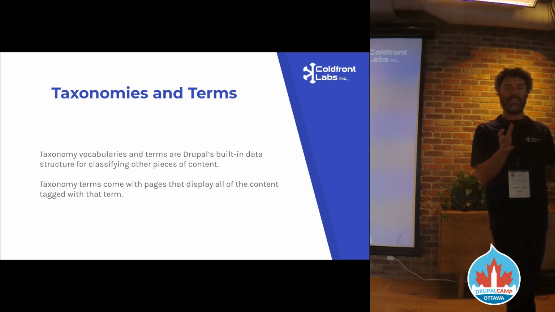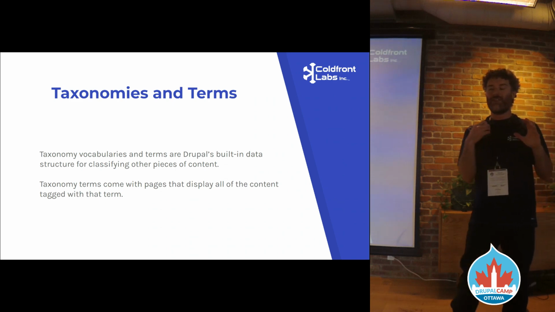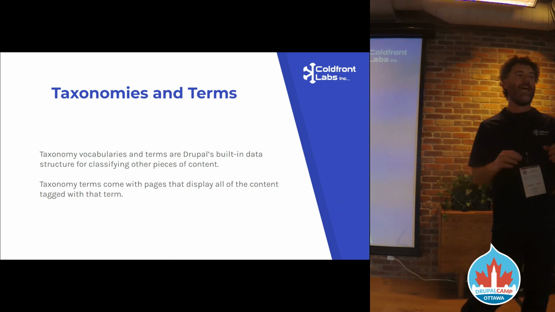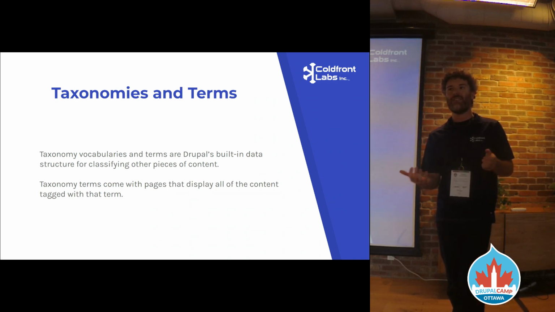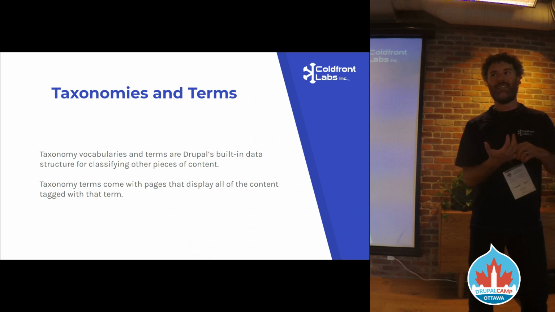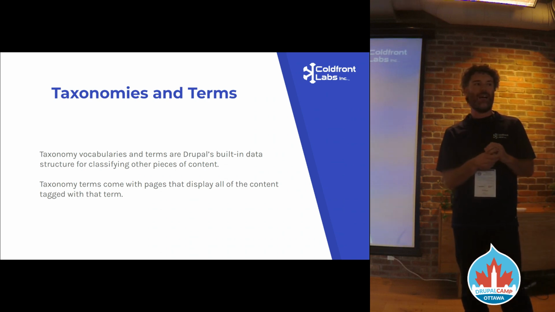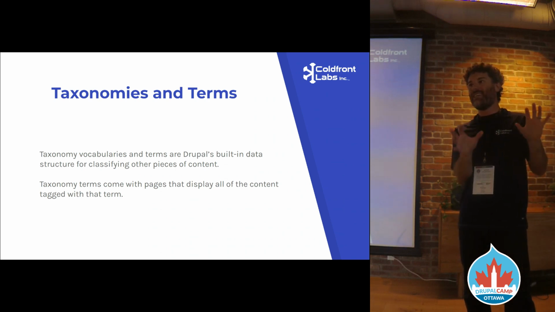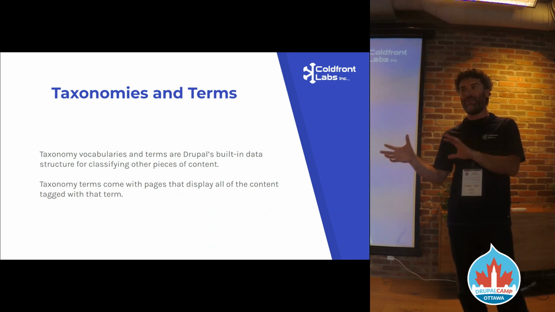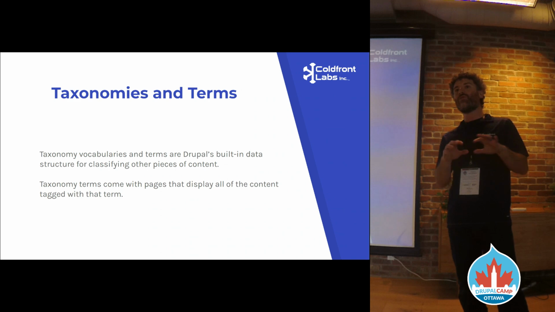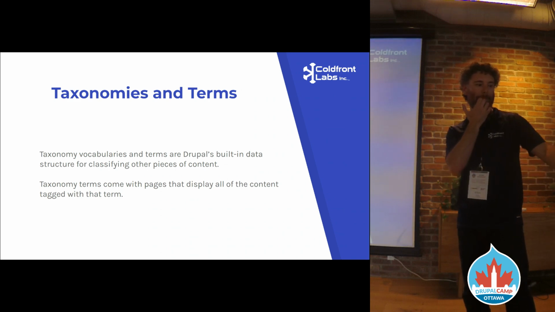The next piece of content that you'll see are taxonomy terms. And these are used for classifying other pieces of content. So whether that is the category something is in, or what location it's in, you can use them to have dynamic lists of things, to group other things together.